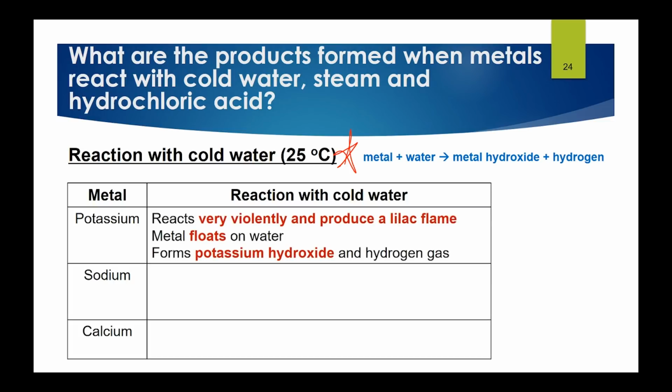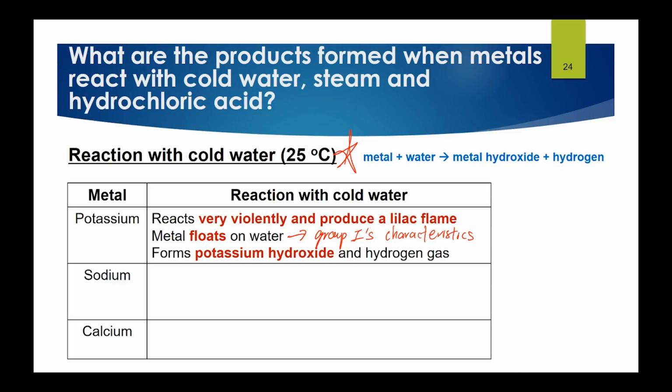So in terms of the reaction of potassium with cold water, we say that it's a very violent reaction. It produces a lilac flame, a purple flame, and of course the metal floats on water because it's a group 1 metal characteristic. And in terms of the products formed, it forms potassium hydroxide and hydrogen gas.